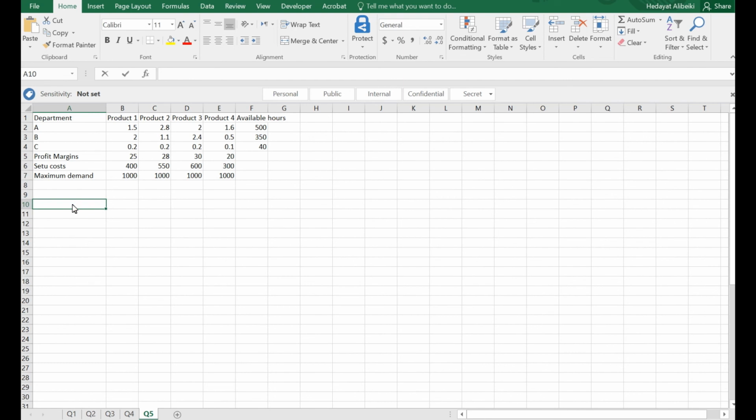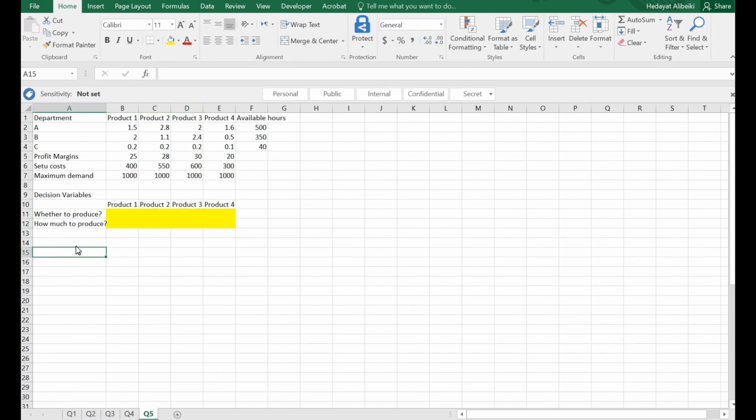Next thing is to assign empty cells for the decision variables. So we have 4 products here, and we want to know whether or not to produce, and how much. So we have 8 decisions to make.